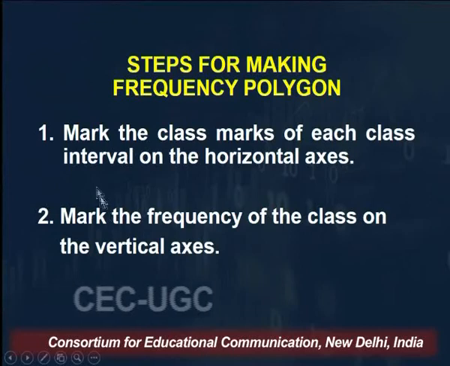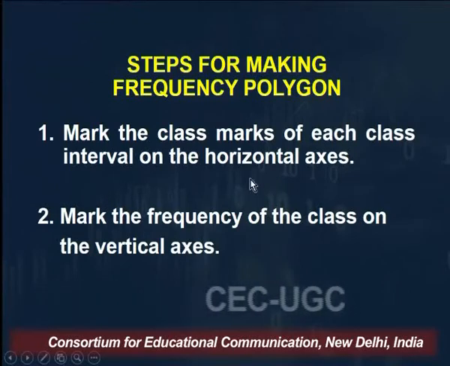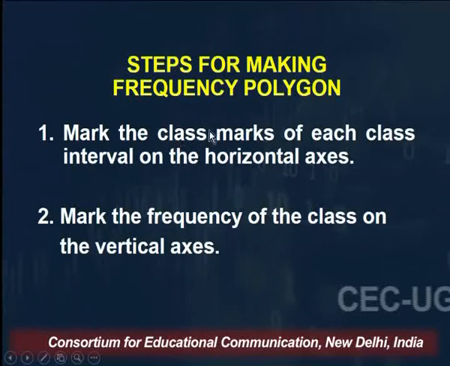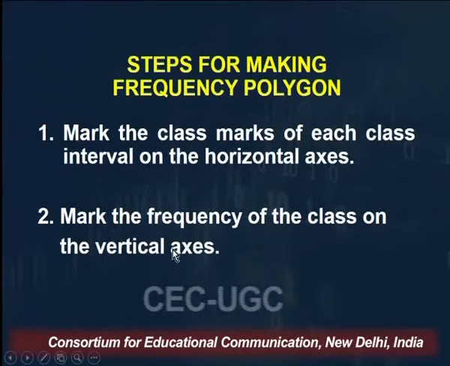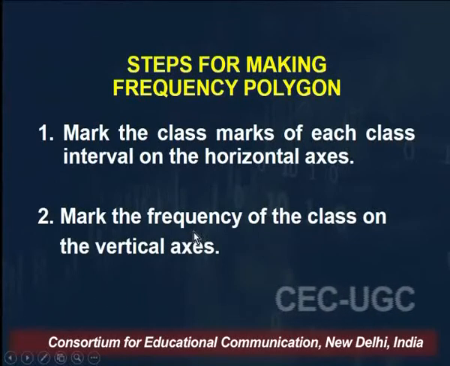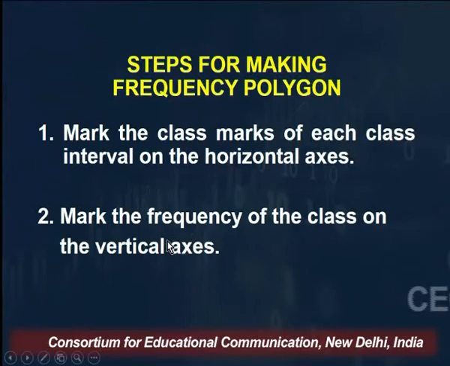Now, in a frequency polygon, what we do is, first let me just give the procedure, and then when I come to the graph, we can talk about it a little bit. Here we will mark the class marks of each class interval on the horizontal axis. So, instead of class intervals, now I am going to mark the class marks of each class interval on the horizontal axis, and I am going to mark the frequency of the class on the vertical axis.